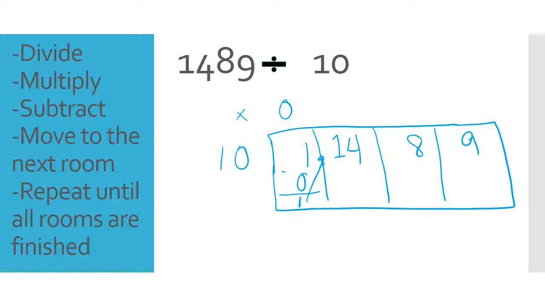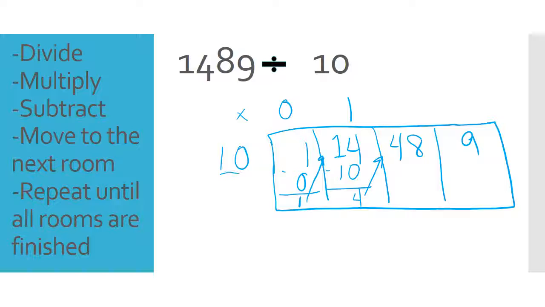How many times does 10 go into 14? 10 goes into 14 1 time. 1 times 10 is 10. I subtract. 4 minus 0 is 4. 1 minus 1 is 0. So I'm going to take that 4 to the next room. And I'm going to start over again. I start over every time I go to a new room.